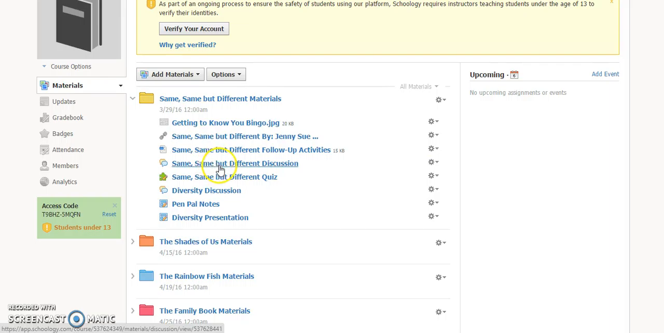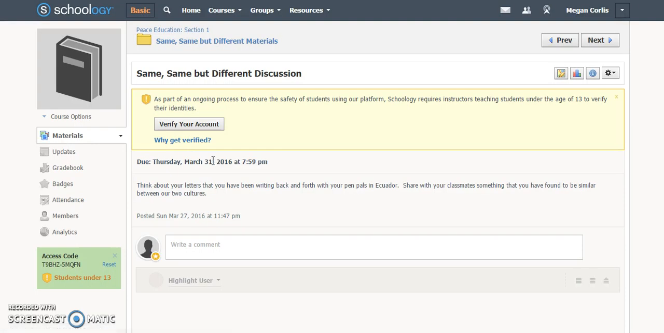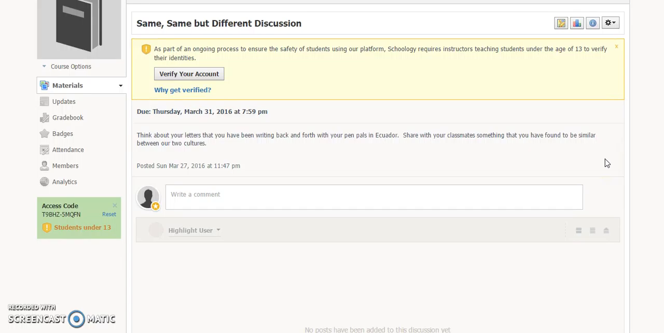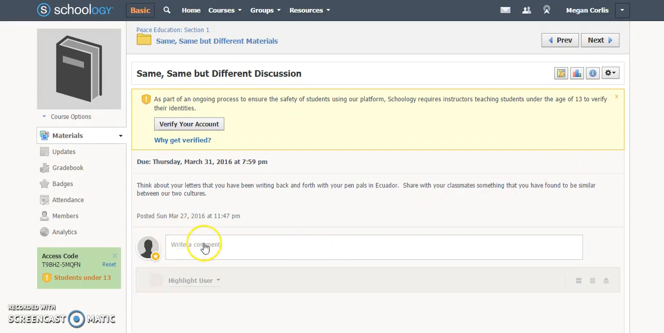Next thing I have listed here is the Same but Different discussion. So students would be responding to this prompt, and also they would be required to comment on each other's posts. So this is a really nice way to have your students interacting in a digital space so that they can have some practice responding to discussions and also commenting on their peers' posts, whether or not they're physically in the same location. So for this post, I wanted them to talk about something that they learned from writing back and forth to their pen pal.